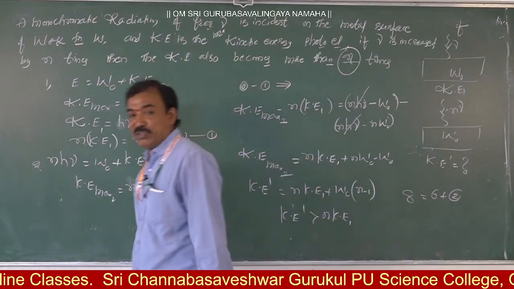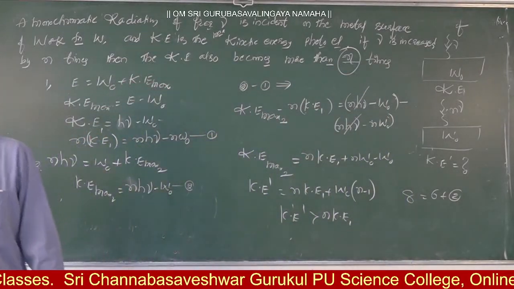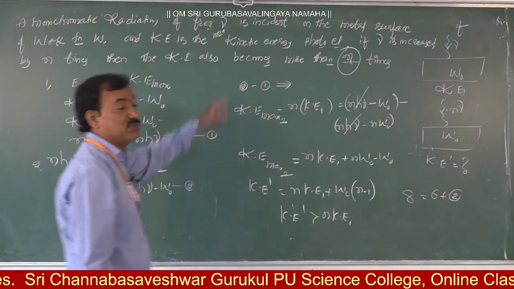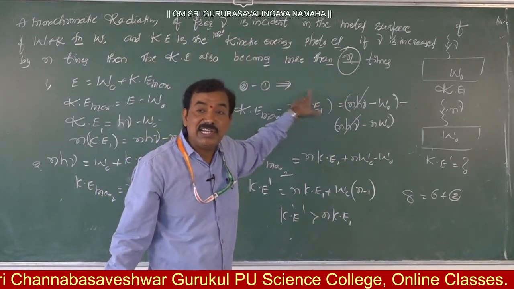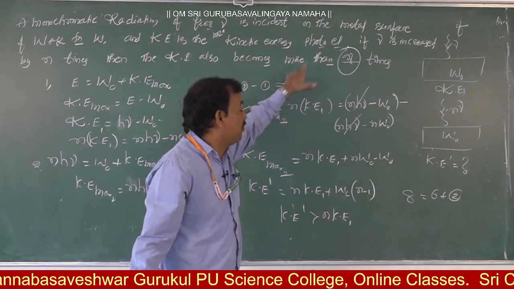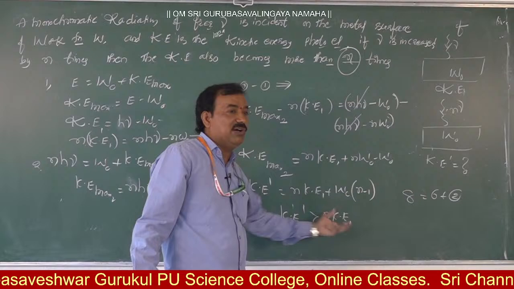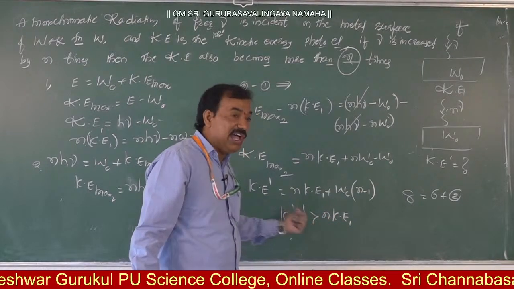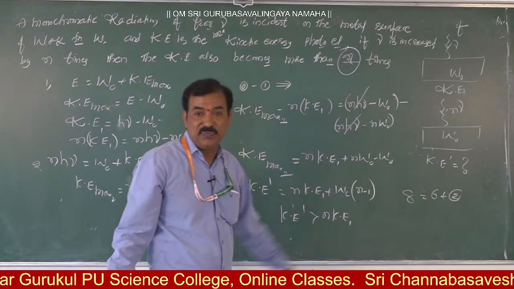Whenever the frequency of incident light is increased by n times only, the kinetic energy is also increased, it becomes more than n times. So Ke dash is greater than n into Ke.